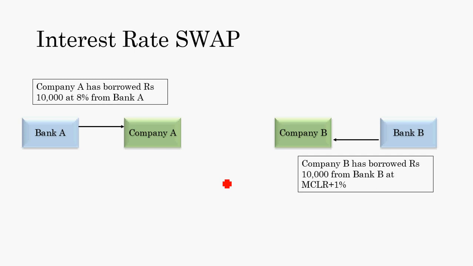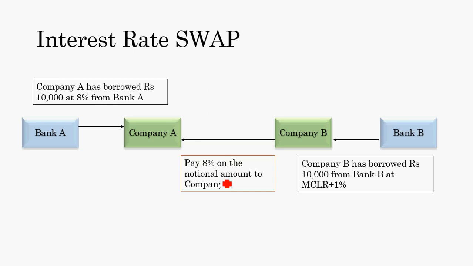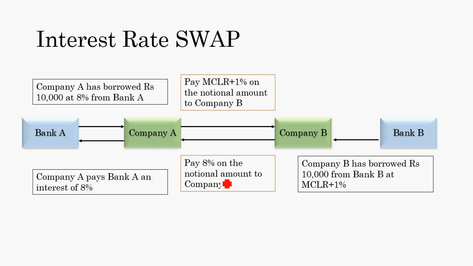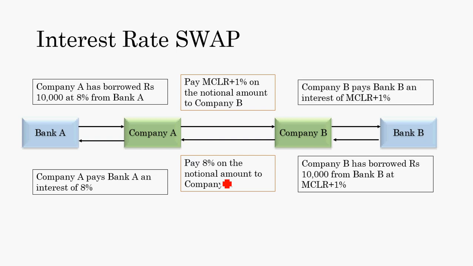So what company A and company B can do is they both can get into a contract whereby company B will pay company A 8% on the notional amount. Here the notional amount would be 10,000 rupees. So company B is going to pay 8% on 10,000 rupees to company A, and company A in return will pay MCLR plus 1% on the 10,000 rupees to company B. Okay, next company A, as it receives this 8%, will pay the bank the same 8% on the 10,000, and similarly company B will pay the MCLR plus 1% interest that it has received from company A to the bank.